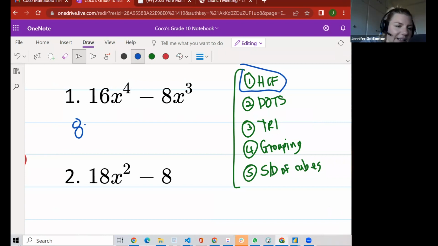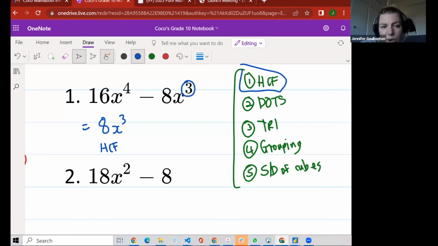Now let's look at the x's. We've got x to the power of 4, and we've got x to the power of 3. What can go into both of those? So what can go into both x cubed and x to the power of 4? Good, x cubed. So our highest common factor here is going to be 8x to the power of 3. When we're working with exponents and highest common factors, if they're the same letter, here they're both x's, we always take the one which has the lower exponent. So that's x to the 3, and the other one was x to the 4.